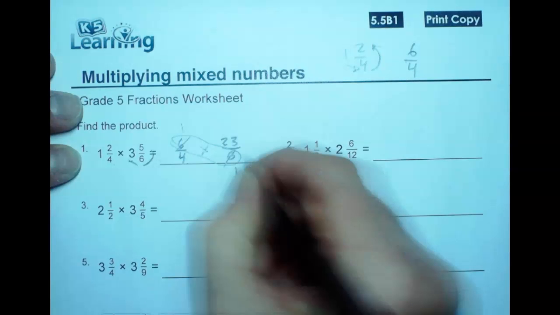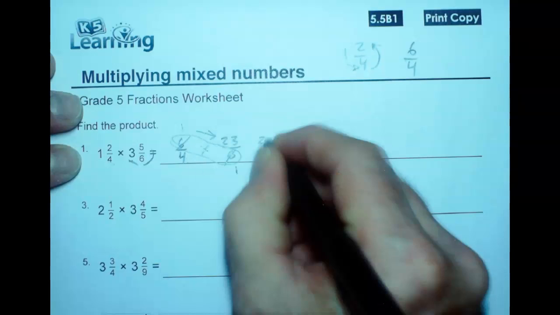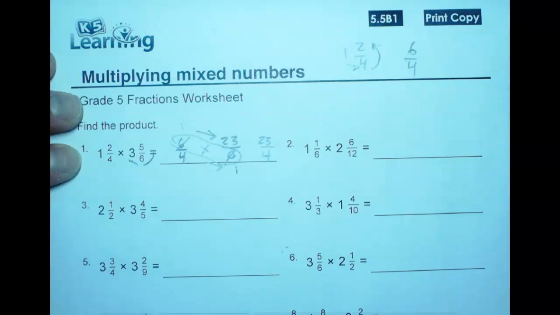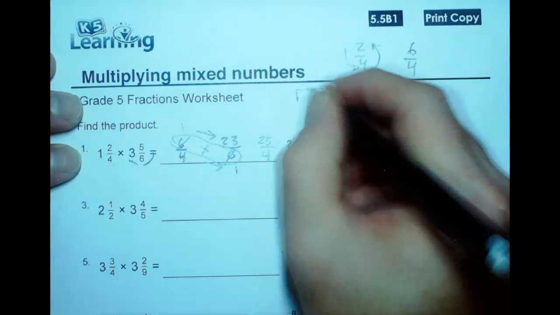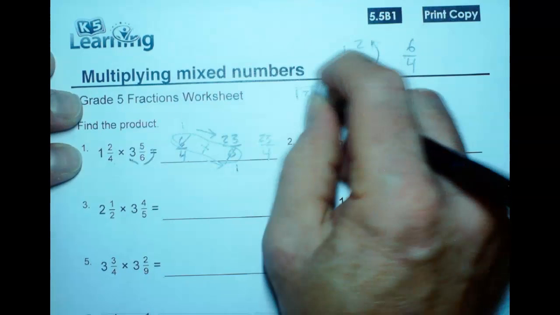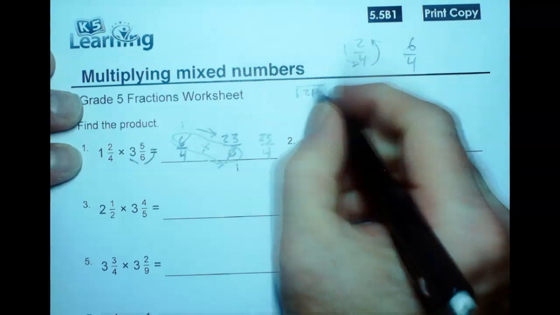Now we can just multiply. 1 times 23 is 23. 4 times 1 is 4. So we have 23/4. We have to reduce that, and that's really the same as 23.